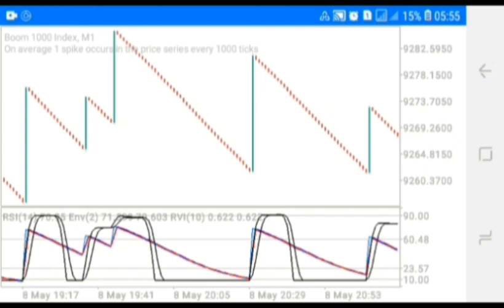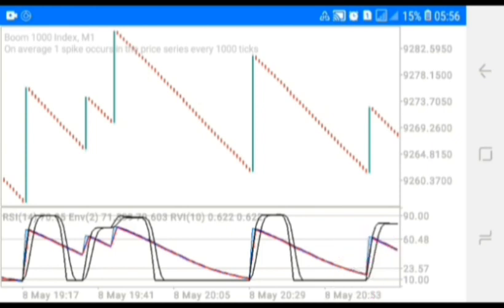As you can see, the levels over here, we have the level 90, which is not important on this indicator. It is just right there at the top, just to let us know that the 90 level is our overbought level. And over here in the middle, between the 60.48 and the 23 point levels, which is the 60.48 level along with the 23.57 level.